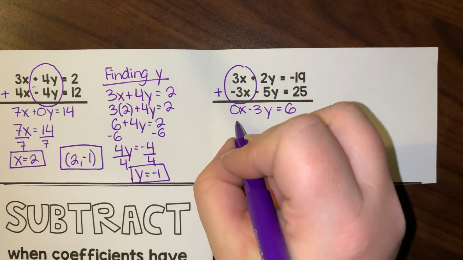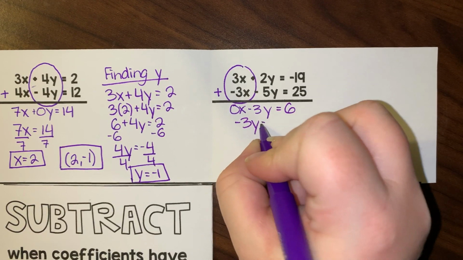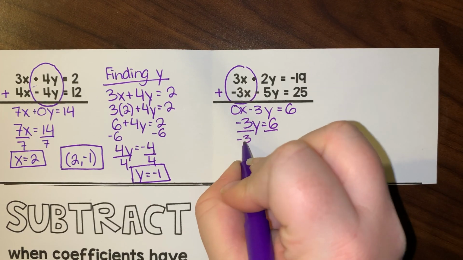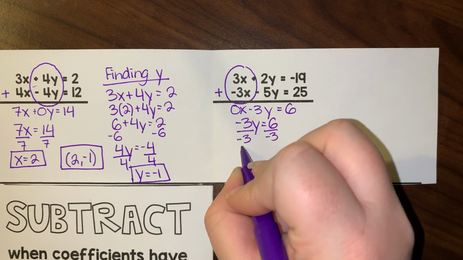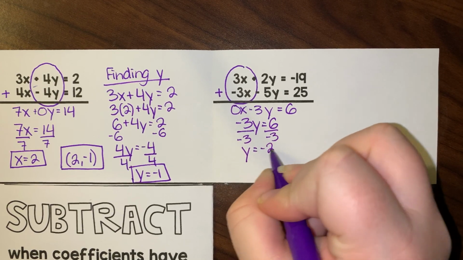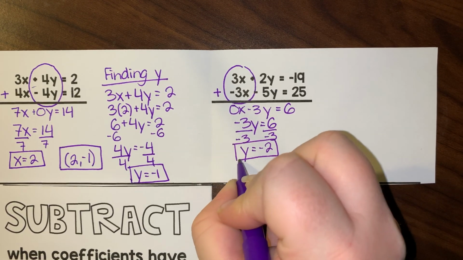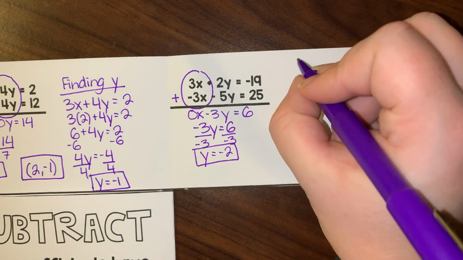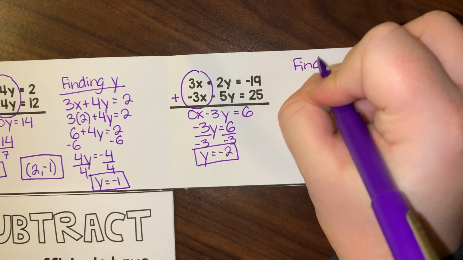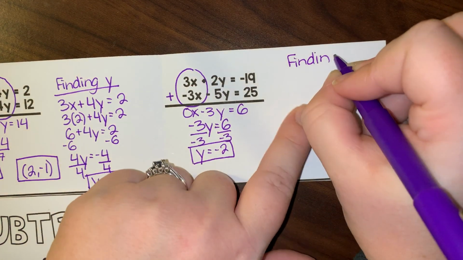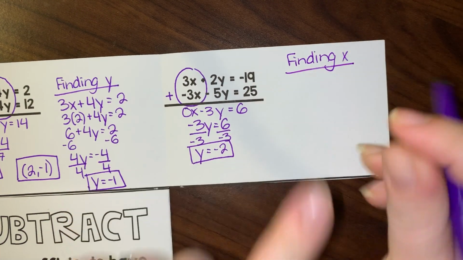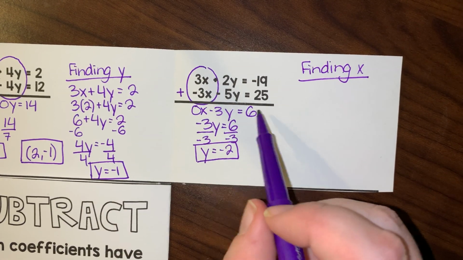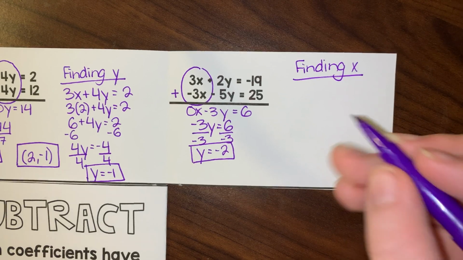So really all I have here is negative 3y equals 6. To solve for y, I divide both sides by negative 3. So y equals negative 2. Now I have my y value, and what I need to do now is find x. Again, you can use either one of these equations. Since I used the top one for the first example, I'll show you how to use the bottom equation for this one.